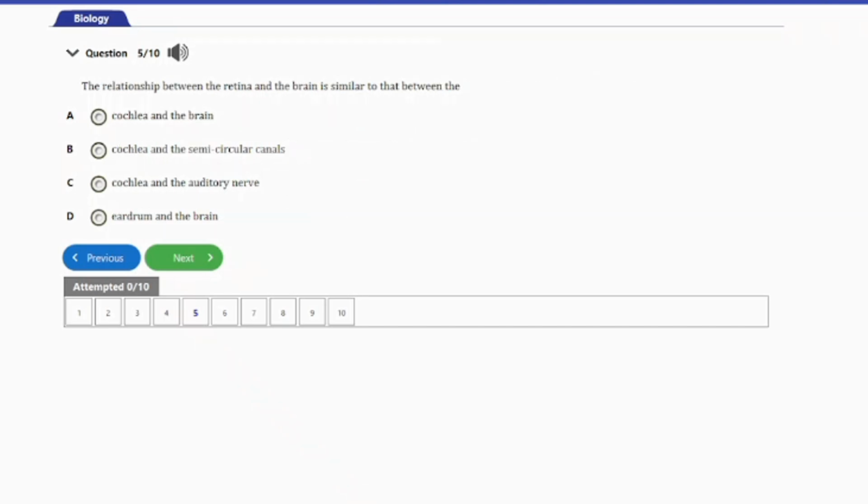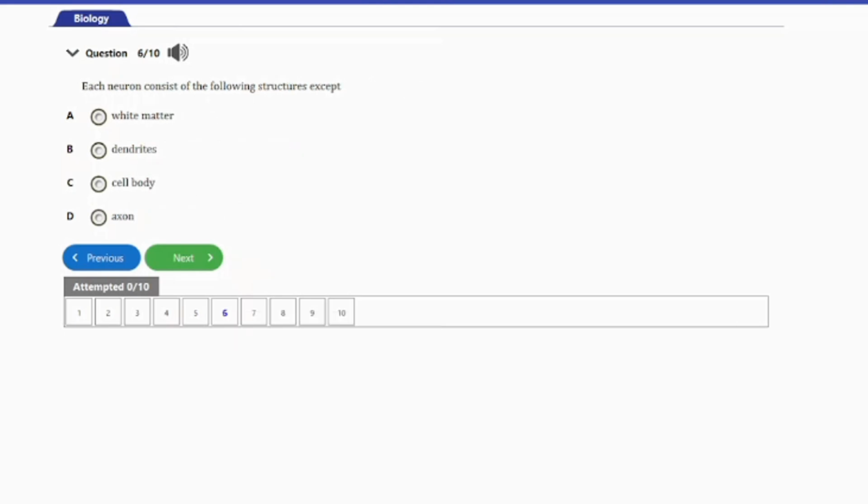Question number 5. The relationship between the retina and the brain is similar to that between the A, cochlea and the brain, B, cochlea and the semicircular canal, C, cochlea and the auditory nerve, and D, eardrum and the brain. The answer to this question is option A, the cochlea and the brain. The relationship between the retina and the brain is similar to that between the cochlea and the brain. Let's go ahead and consider the next question.